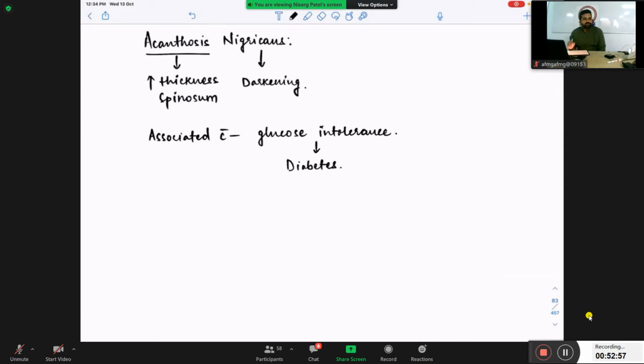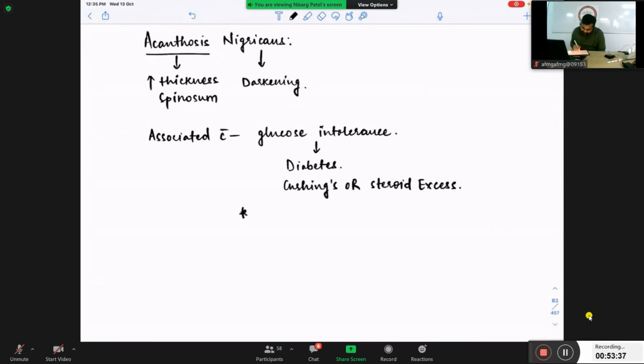If the person has Cushing's disease or Cushing's syndrome, there is a steroid excess. तो स्टेरॉइड में कौन सा हार्मोन है? ग्लूकोकॉर्टिकॉइड हार्मोन है. तो ग्लूकोकॉर्टिकॉइड का काम क्या है? ग्लूकोज को बढ़ाना. So glucose will always be high in Cushing syndrome. That is why the patient develops excessive obesity, right? So any kind of Cushing's or steroid excess can lead to acanthosis nigricans.